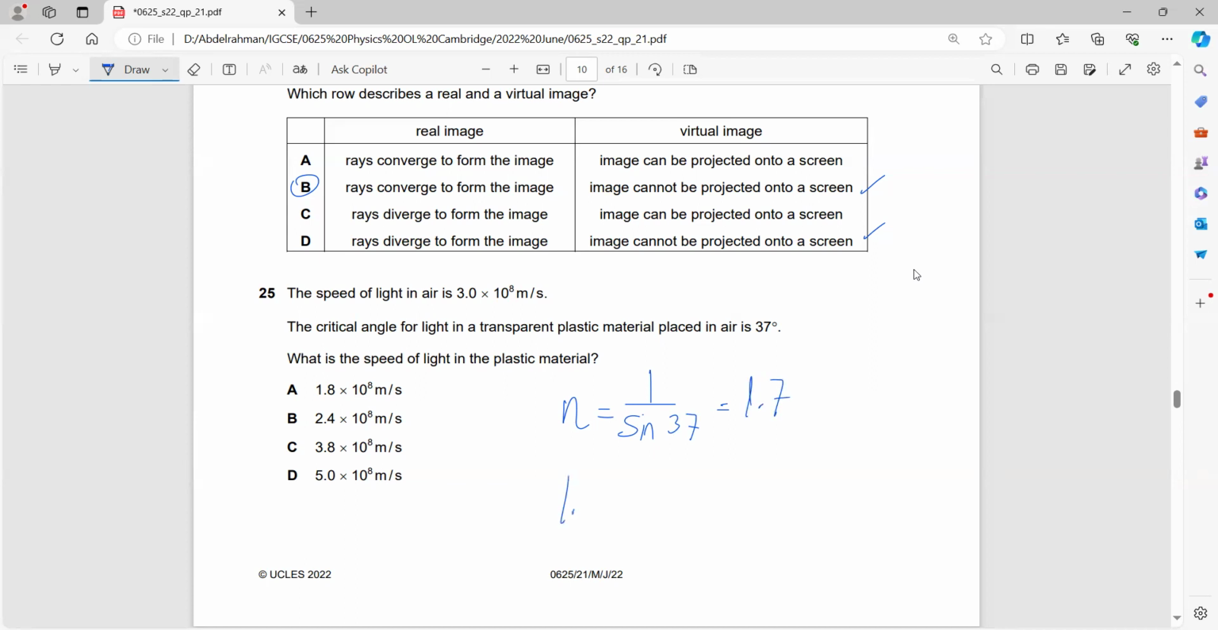So 1.7 equals 3 times 10 to the power of 8 over the speed in the medium. So 3 times 10 to the power of 8 over 1.7 is about 1.8 times 10 to the power of 8. Yeah, same. Yes, that is correct. Okay.